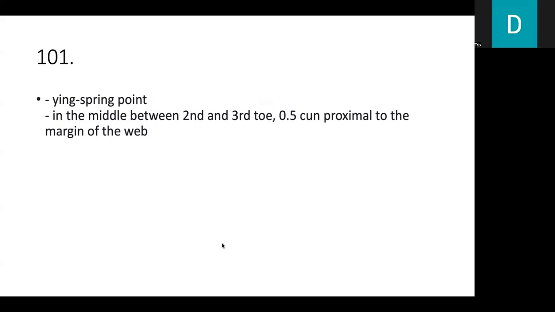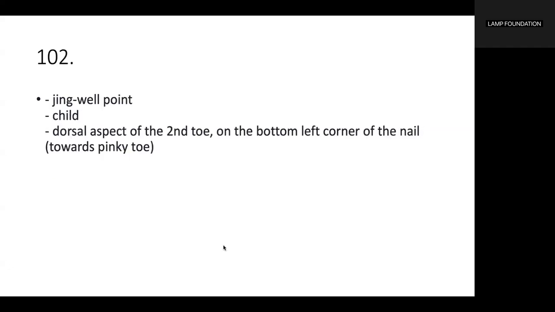Ying spring point in the middle between the second and third toe, 0.5 tsun proximal to the margin of the web. Stomach 44. What is its other credential? What point? Metal or water? Water, yeah, spring. That's why it's water. Okay. Jing well point, the child, dorsal aspect of the second toe on the bottom left corner of the nail towards the pinky toe. Stomach 45.